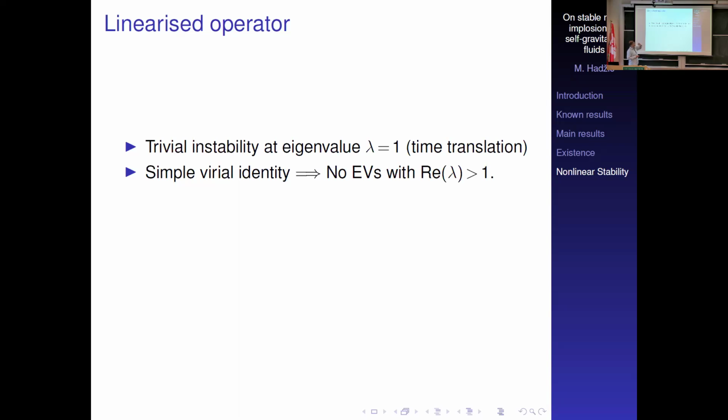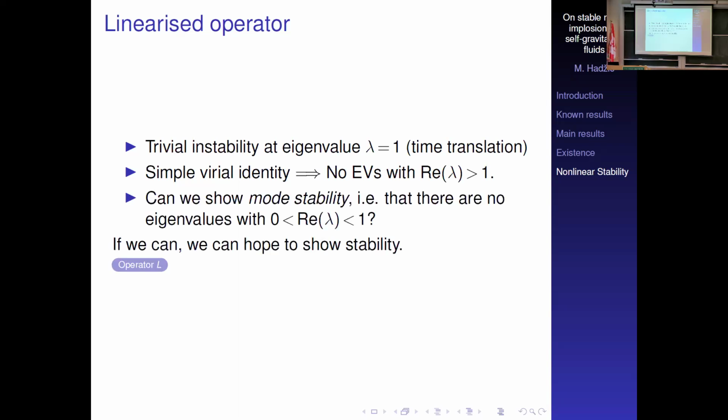And by a very simple argument, you can also show that there can be growing modes when the real part is bigger than 1. So the question is, can we prove there are no growing modes when the real part is between 0 and 1? And if we can, then you can hope to run a stability argument. Let me show it to you. You know, let's just flash it.